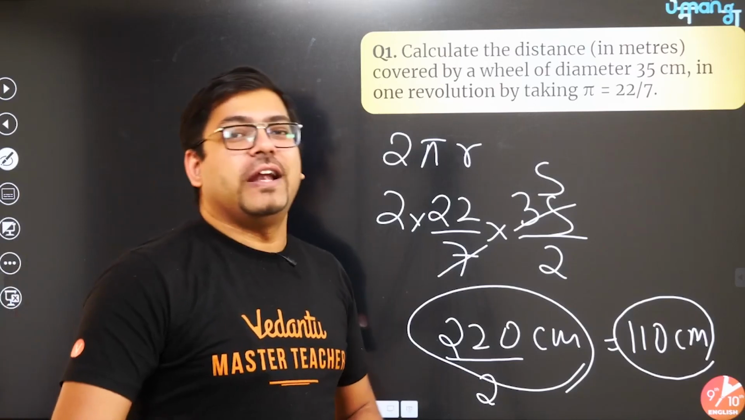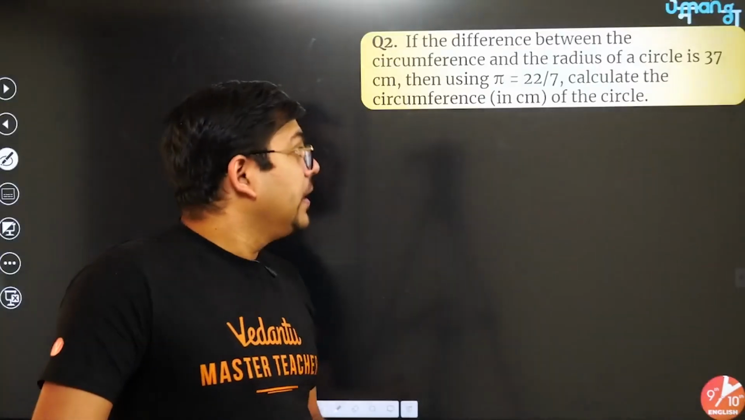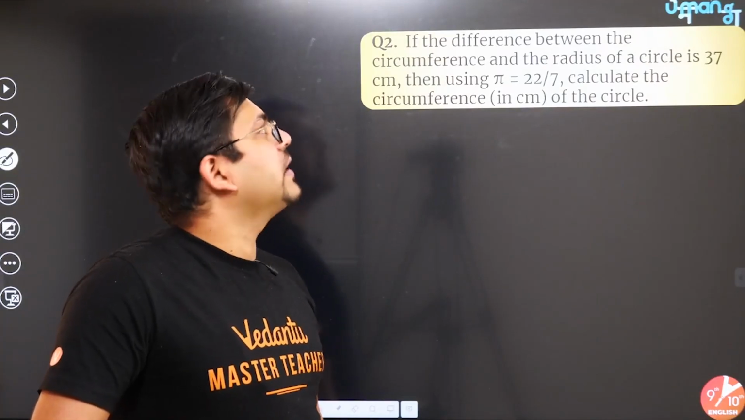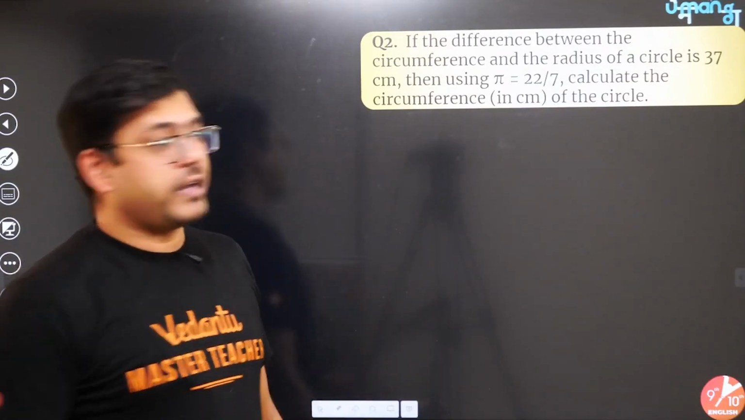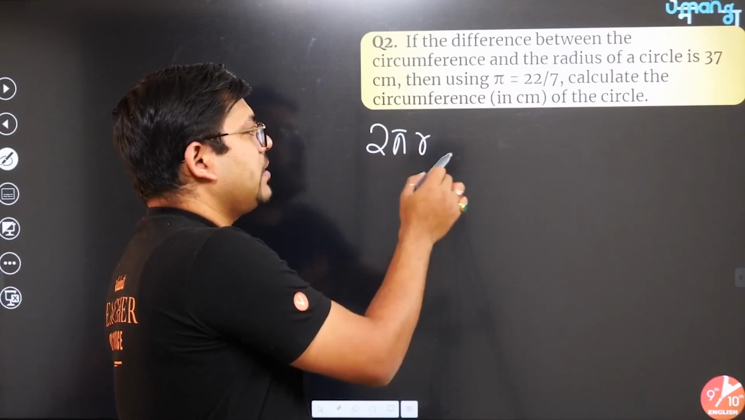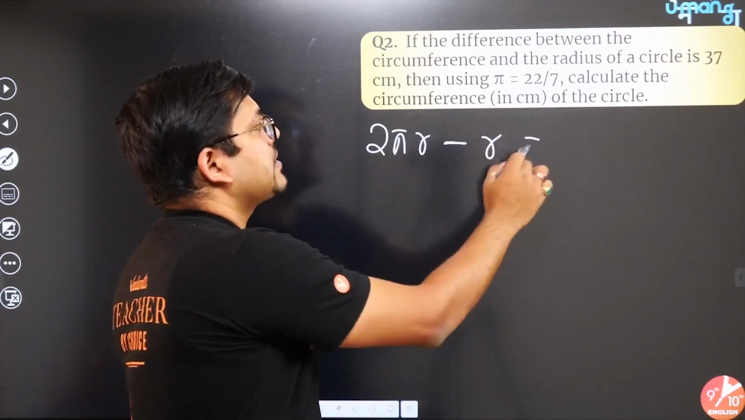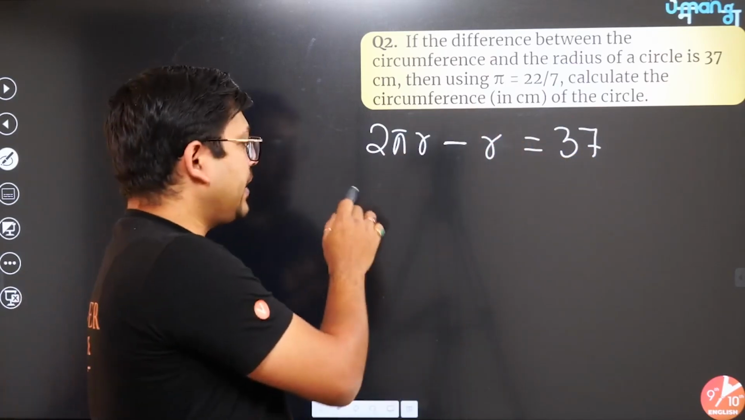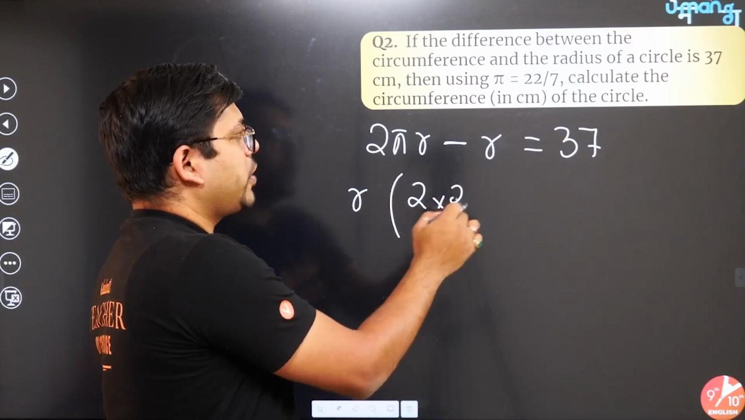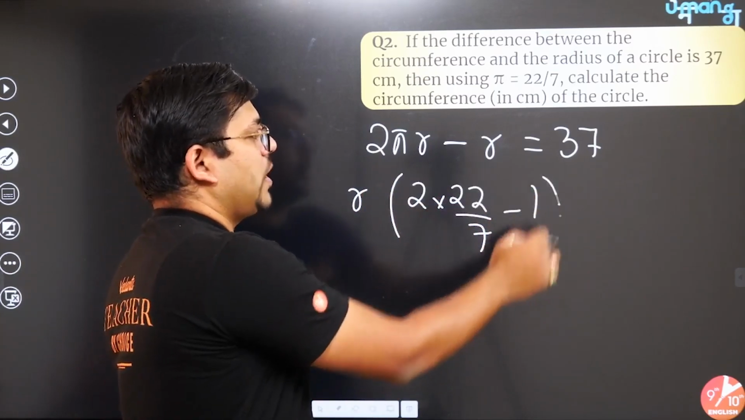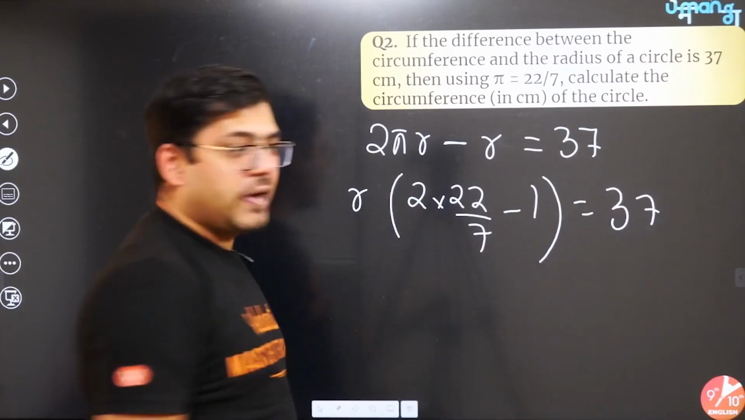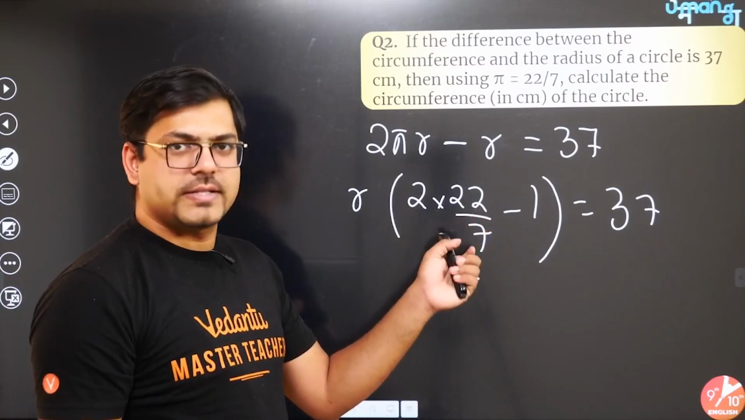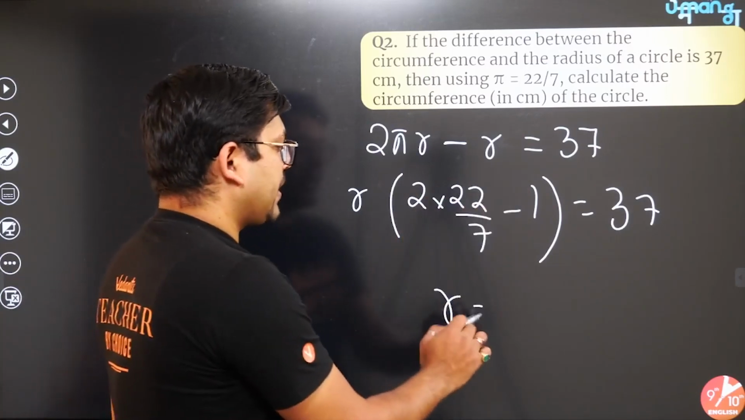Let's move on to the next question. If the difference between the circumference and the radius of a circle is 37 centimeter. Circumference is 2 pi r, minus the radius, this is 37. Pi is 22/7. So we can take radius common: r into 2 into 22/7 minus 1 equals 37. Once you calculate this, 44 minus 7 is 37. 37 will cancel this, so you will get radius equals 7.